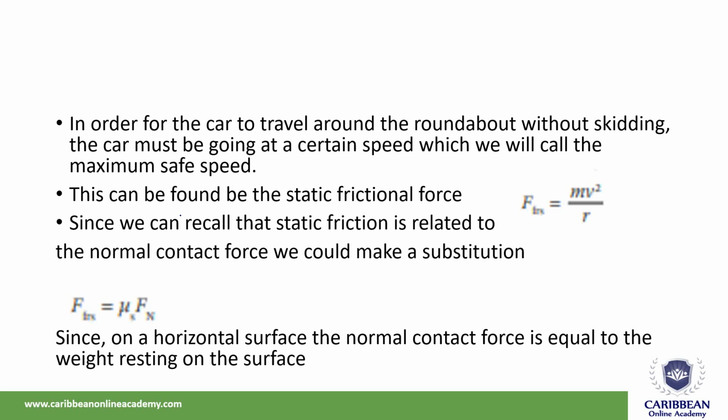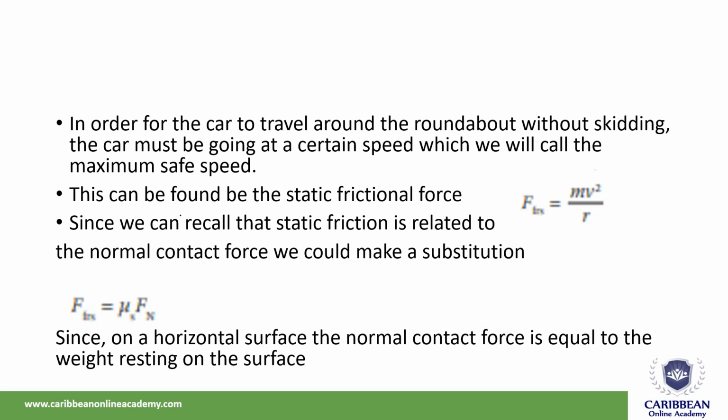So what we're really saying is that in order for a car to travel around a roundabout without skidding or sliding, the car must be going at a certain speed, which we call the maximum safe speed. So any car moving around in a roundabout should travel without sliding. It must be traveling at a maximum safe speed.